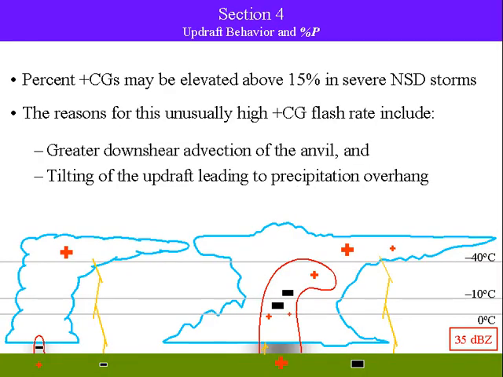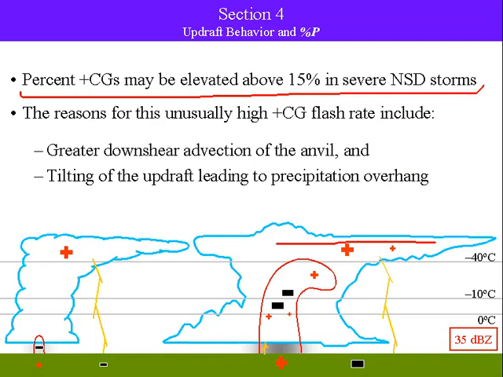Now we're going to look at the effect that a supercell or a severe storm has on the percent positive CGs. It turns out that the percent positive CGs may be elevated above 15% in severe NSD storms. A couple of reasons why this may be the case. The first is, within a severe storm, we generally have much greater shear values. So that means that the anvil will be advected downwind at a much greater rate, and we see these positively charged ice crystals advected down as well, and therefore we would see a greater likelihood of seeing some of these positive anvil strikes, or positive strikes from the upper portions of the cloud.